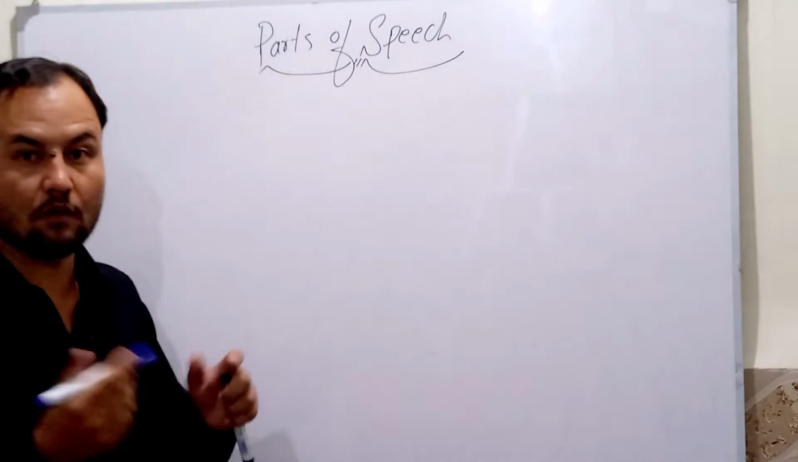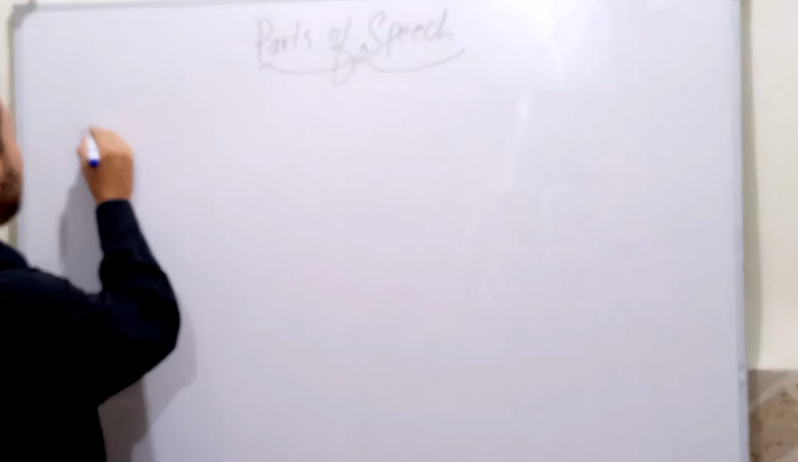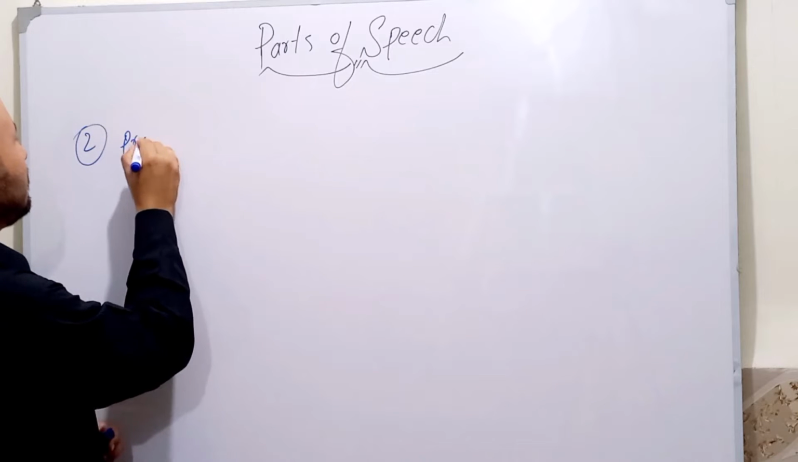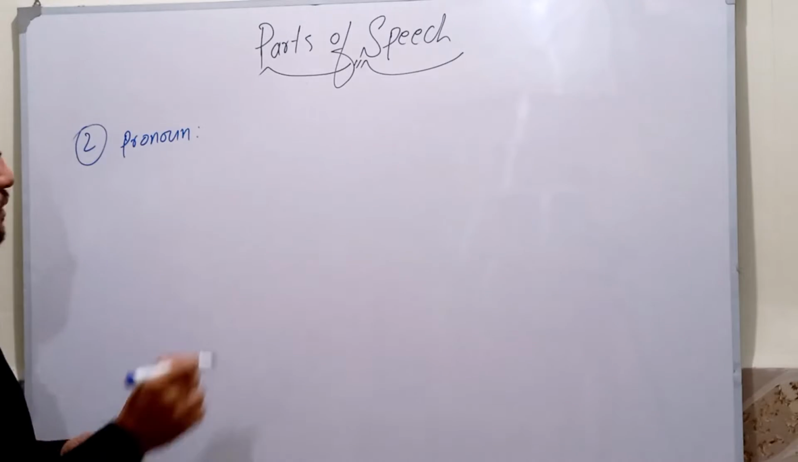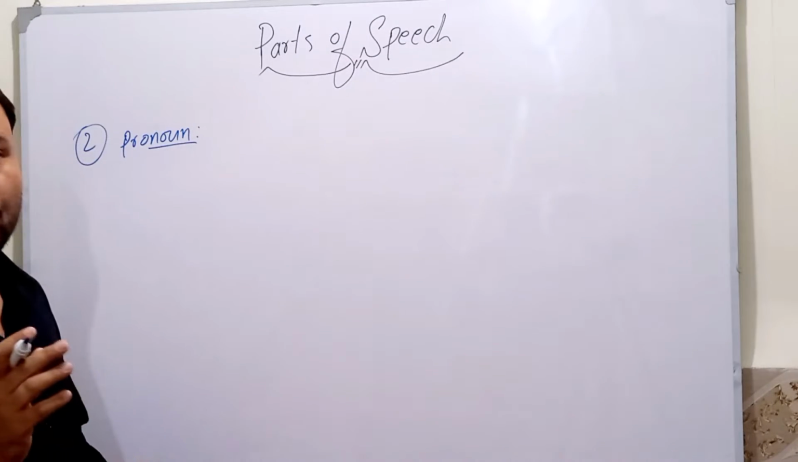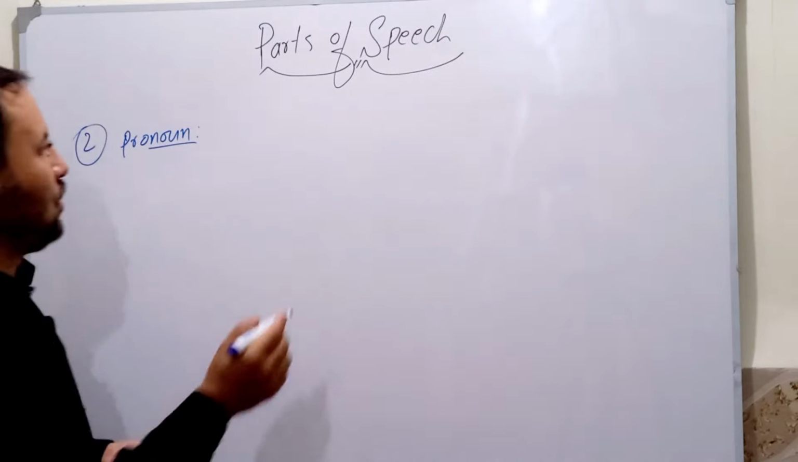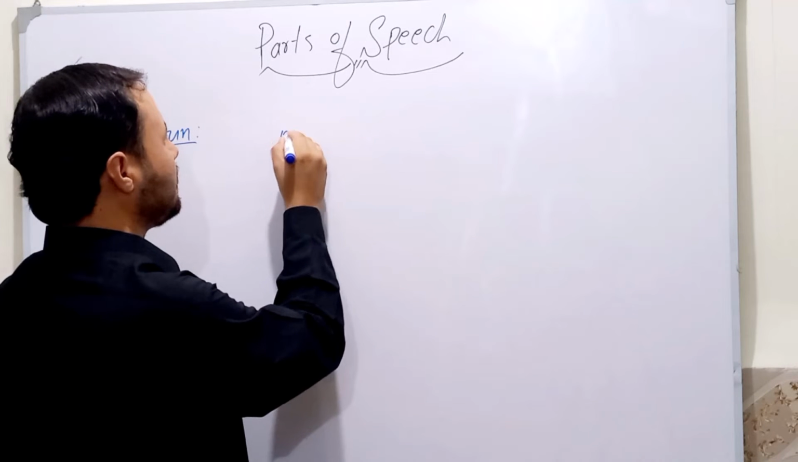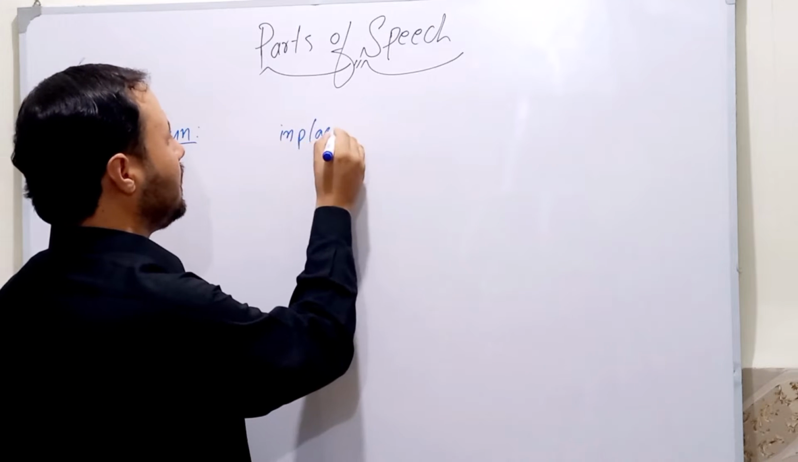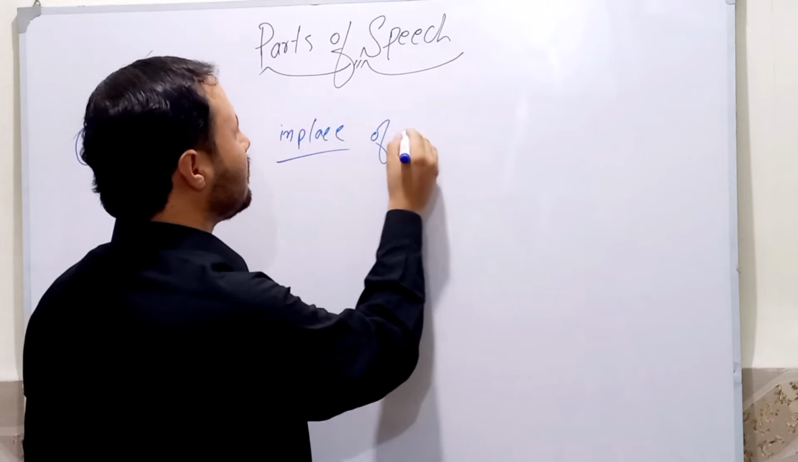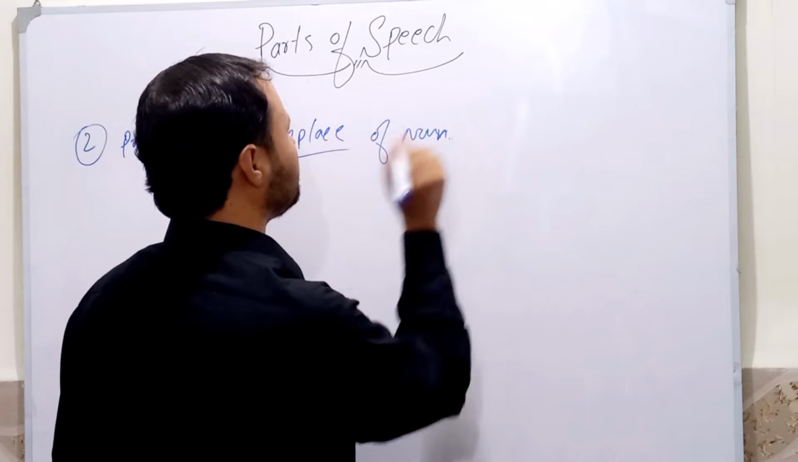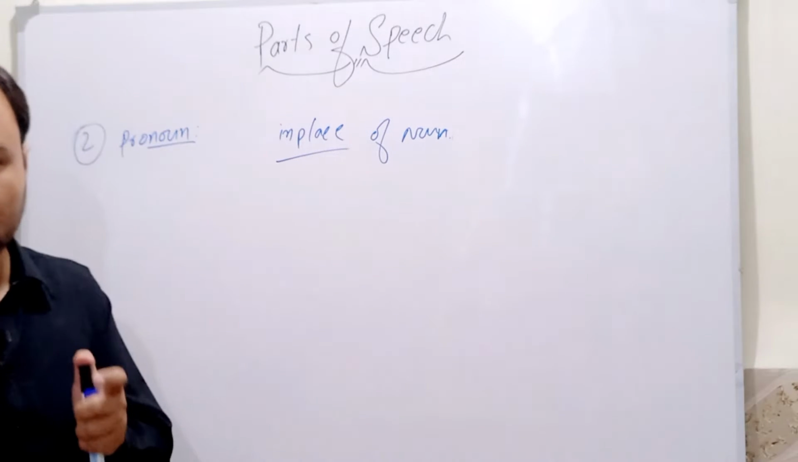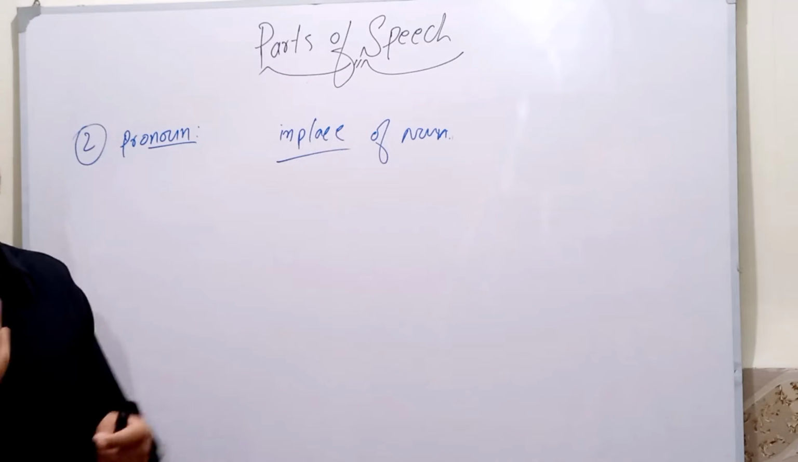Okay, now what is a pronoun? Now the second one is pronoun. What is a pronoun? As we can guess, we studied about the noun. A pronoun is used in place of a noun. Pronouns are the words which we use in place of a noun.